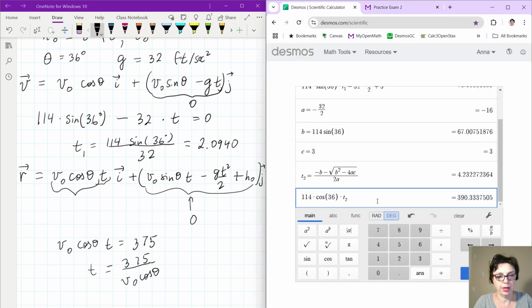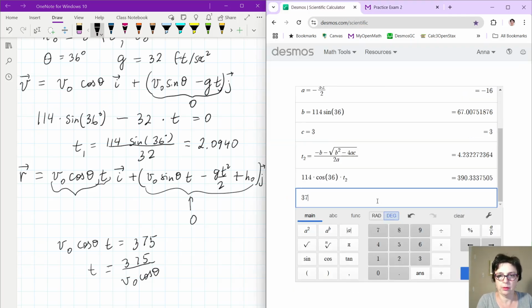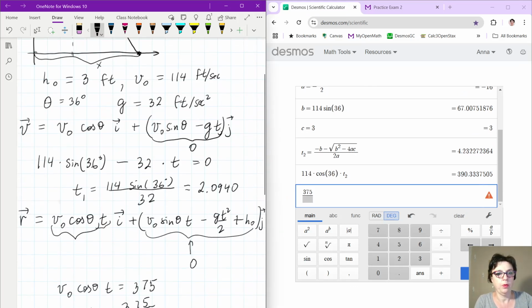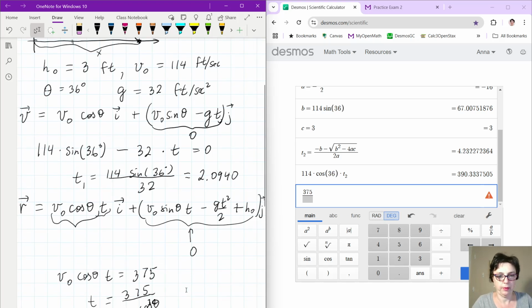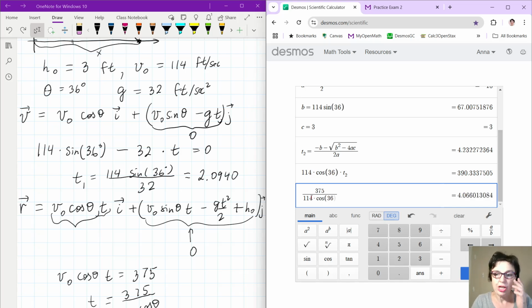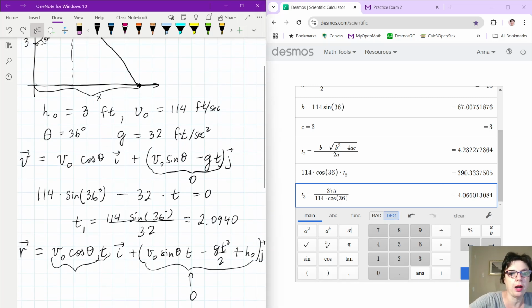So this is yet a third time. This is going to be 375 divided by V0, which was 114, and then times cosine of the angle. So that's 36 degrees. Okay. So at that particular time, which we're going to call T3, and it happens before, obviously, it hits the ground, we want to know how far from the ground the ball is. So at some point over here, we want to know this vertical distance, right? So we need to plug it into the y coordinate of the distance.